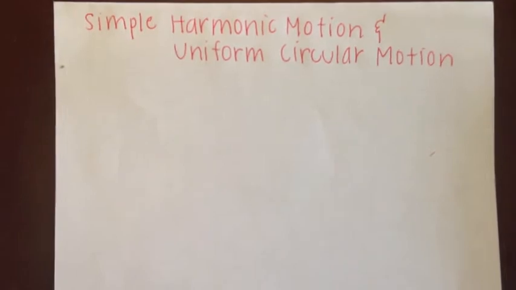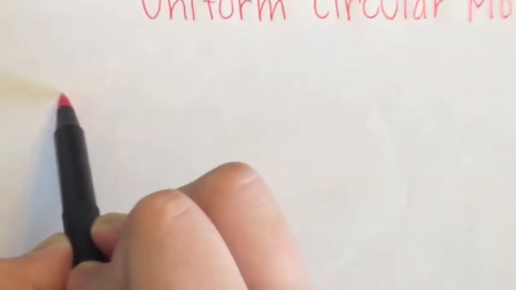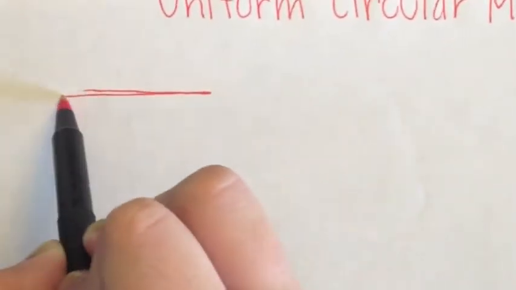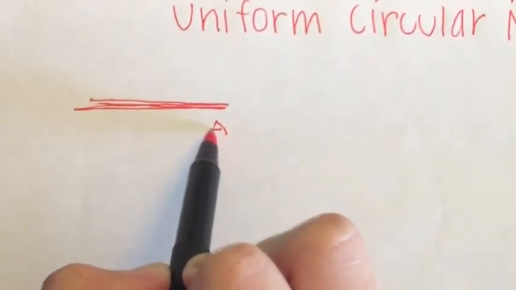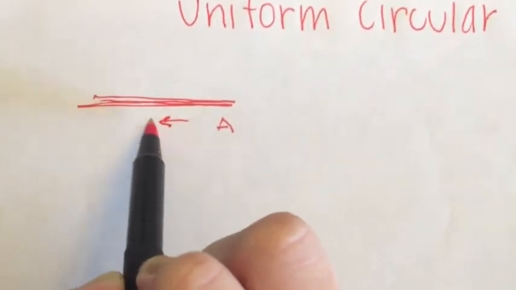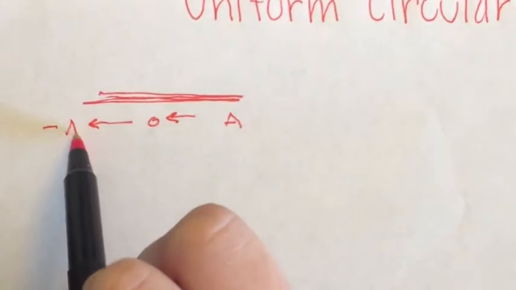So today we're going to talk about simple harmonic motion and uniform circular motion. It's easy to think of the spring moving backwards and forwards and backwards and forwards again, traveling to some maximum A point, back to 0, and then to some negative A point.